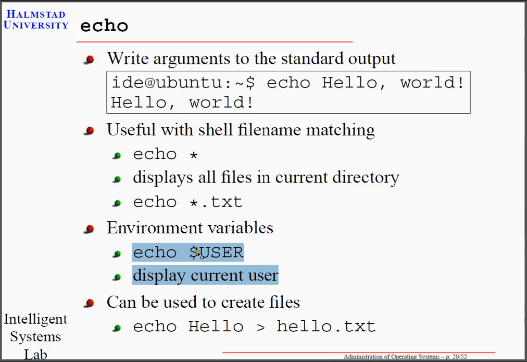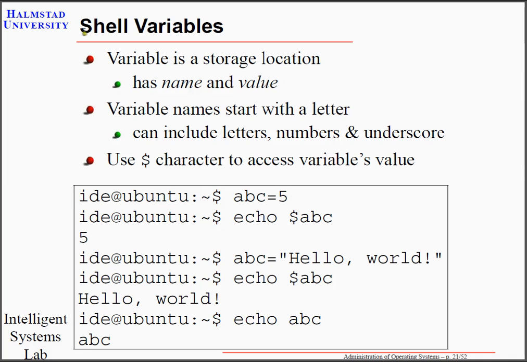So if you do echo $USER, and you may remember that this is one of the special characters that we mentioned before, this will display the name of the current user. And the question is how it works. There is this concept called shell variables, where a variable is basically a storage location. So there's a place where you can store some value, and each such place has a name, and then there is some value that you store within this particular name. The name has to start with a letter, and then it can have letters, numbers, or the underscore character. And you always use the $ character to access a variable's value.